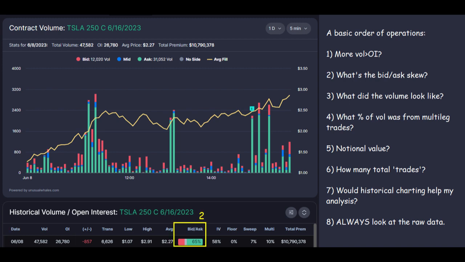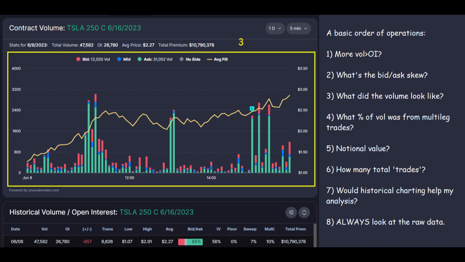2. What's the bid-ask skew? The next thing we want to look at is the overall bid-ask skew for the contract's trading volume. 65% of the volume was taking place at or closer to the ask. Combined with previously establishing that there is significantly more volume than open interest, this could indicate opening call buying.